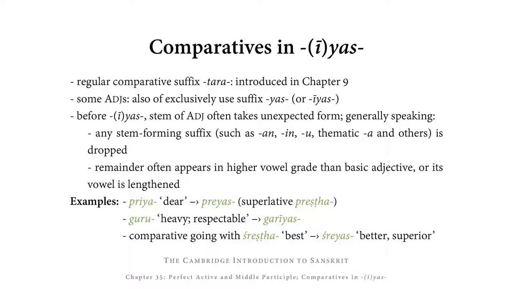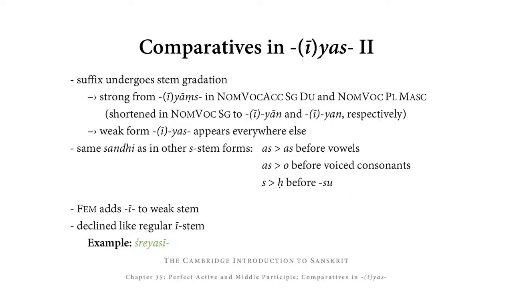meaning better or superior. Now, you may find it a little difficult to recognize gariyas on the basis of guru. This is the same for most people, and therefore you will basically find all of these comparatives, priyas, gariyas, shreyas, and so on, listed in any vocab list or dictionary that you might be using. Now, to help us recognize the various cases of these comparatives in yas and ias, let's look at their forms in a little more detail.